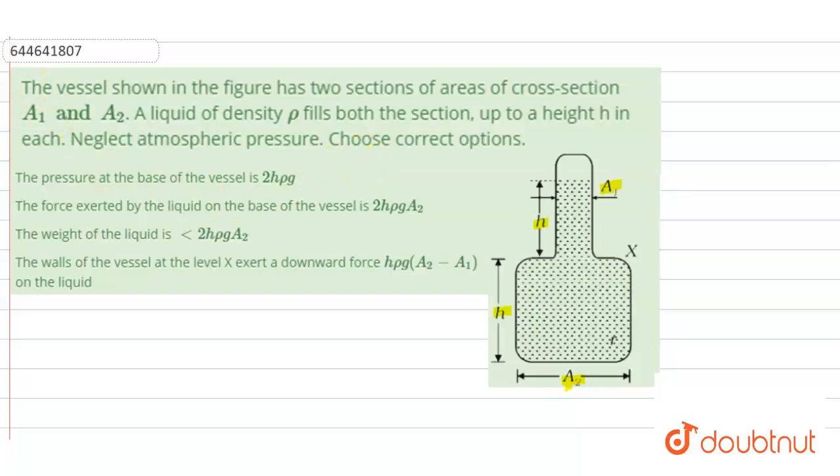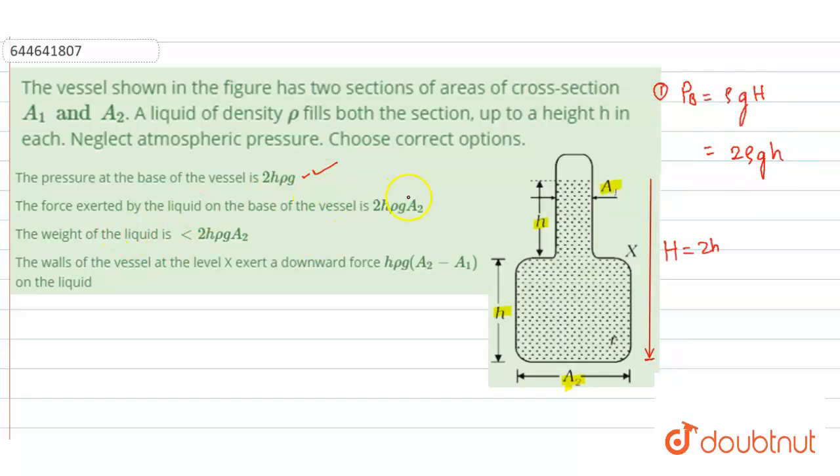Let us try to solve them one by one. So the pressure at the base of the vessel is 2h rho g. Now let us try to check the first option. We know that to find the pressure due to a liquid column at any point, we need to know the depth of the liquid column. So depth here is simply 2h. So if we find the pressure at the bottom, it will be simply rho g h, where h here is 2h. So if you put the value, this will be 2 rho g h. So this option is correct. The pressure at the base is simply 2 rho g h. Now this is the first part and this is correct.